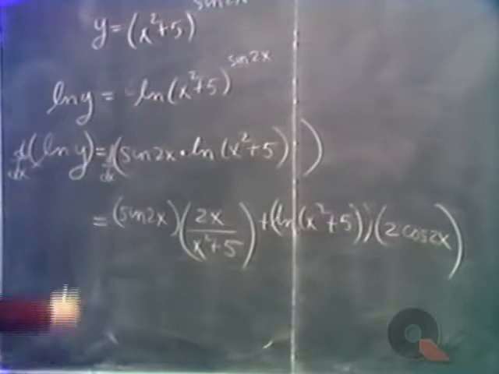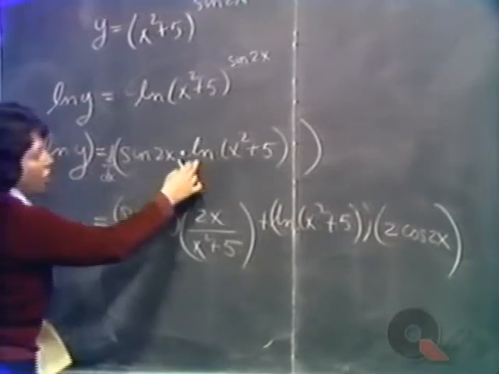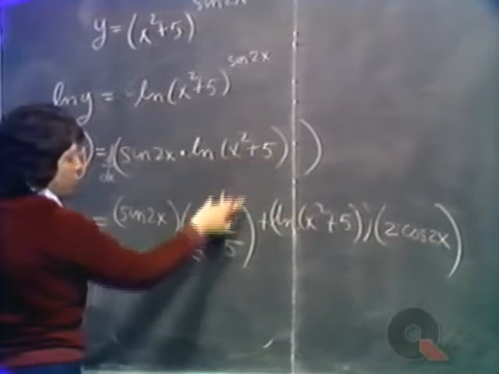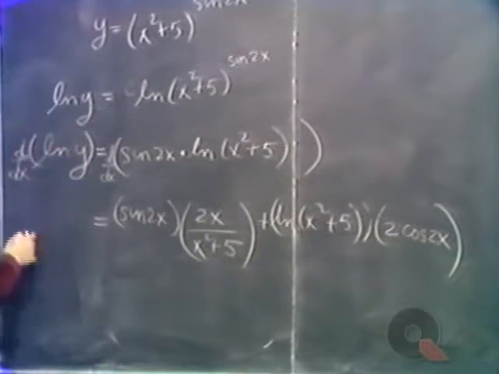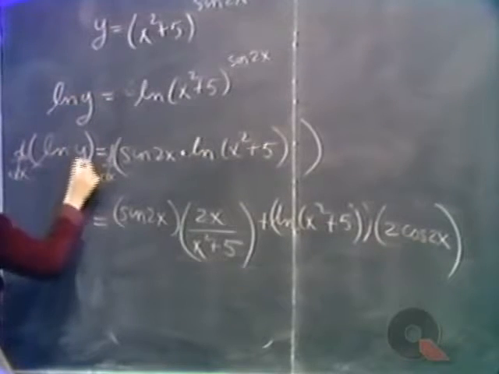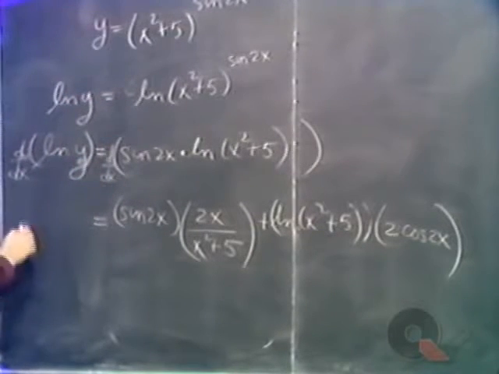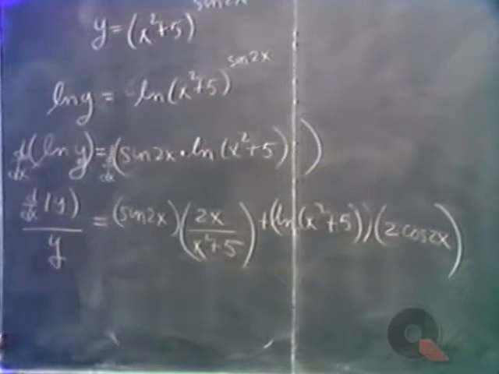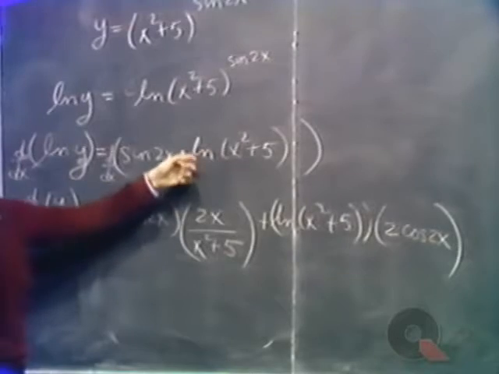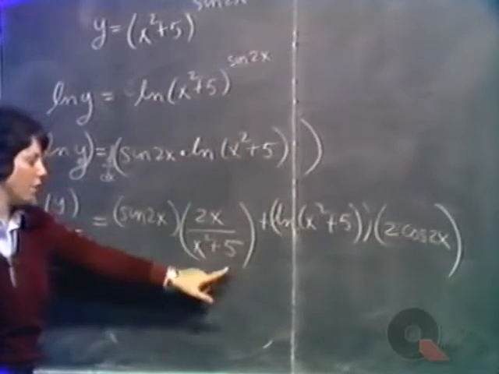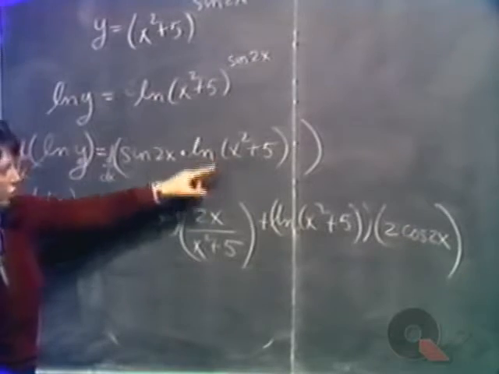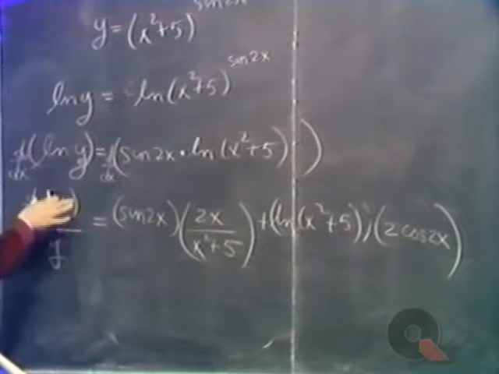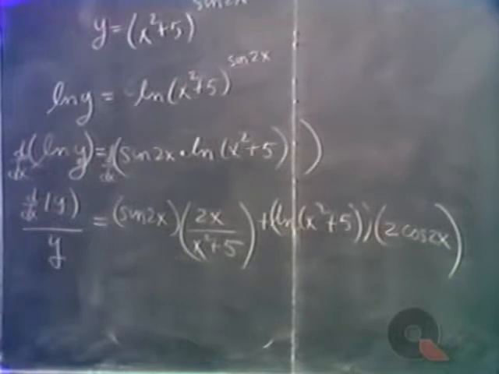If this had been, well, we had over here log of x squared plus 5, and how do we differentiate it? Derivative of x squared plus 5 over x squared plus 5. So we're going to do the same thing here, where y is a function of x. So it's going to be the derivative of y over y. Same idea. The derivative of log of something is the derivative of the something over the something. That's what we did here. So here it's log of y, so it'll be the derivative of y over y.